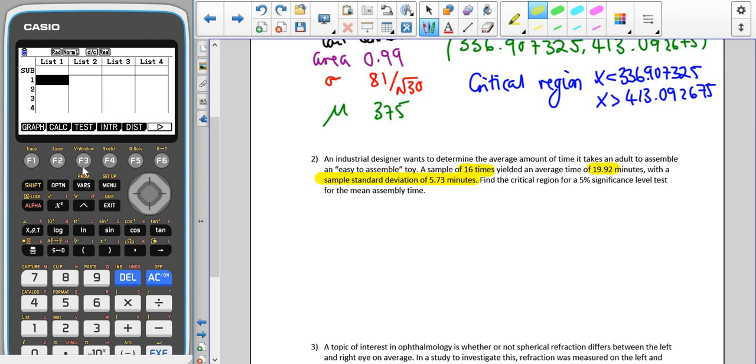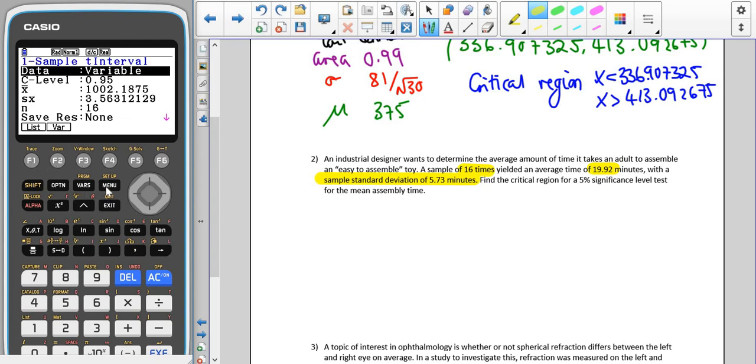So remember, we go into Inter, T, one sample, and in this case you have no choice, you have to be using variable because we don't actually have the data, we only have a summation of the data that was used for this. Our C level is going to be 95% because we were using a 5% significance level. Our mean is going to be 19.92. Our sample standard deviation is 5.73 and our n is 16.